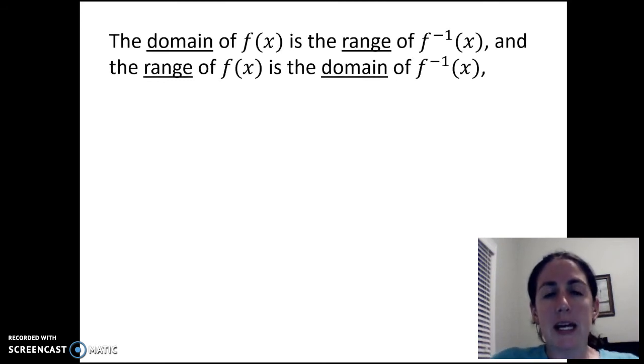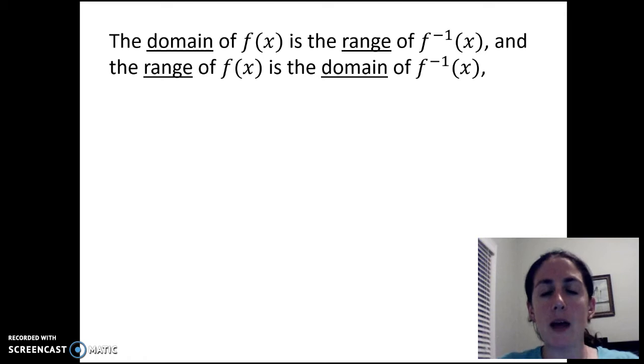What an inverse function is, it's what undoes the original function. So think about when you learned math, you learned addition, then you learned how to undo it, so you learned how to subtract. You learned how to multiply, then you learned how to undo it, you learned how to divide. What an inverse function does is it undoes what the original function did.